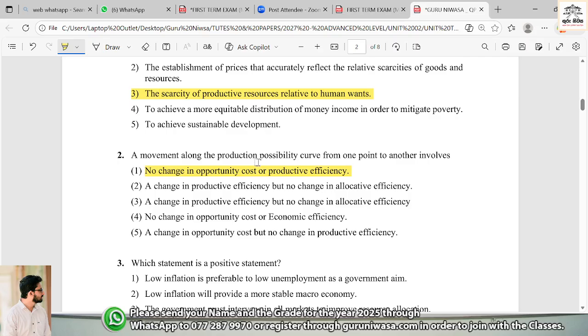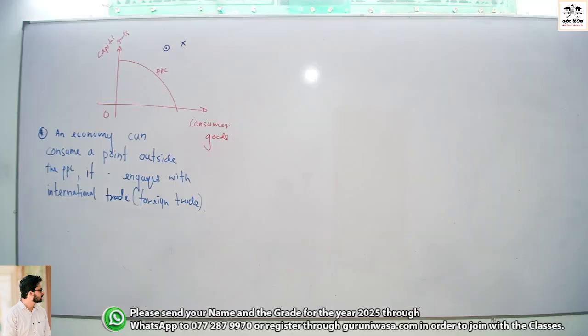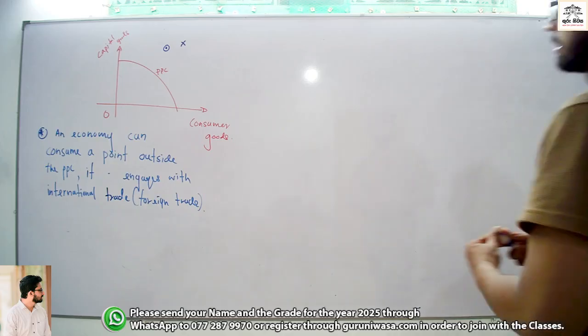Clear? If it is a straight line, there is no change in opportunity cost, because opportunity cost is the same at every point. Productive efficiency is also the same, it does not change. The last one is also correct. Why? A change in opportunity cost happens if the PPC is concave to the origin, you get the point. Is it clear? Yes, sir.